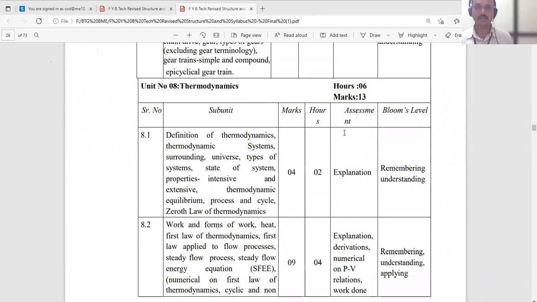Then next one is the last chapter, thermodynamics. This chapter is having weightage of 13 marks. In that, write down 1. Most of the part of this chapter you have already studied in 11th or 12th.